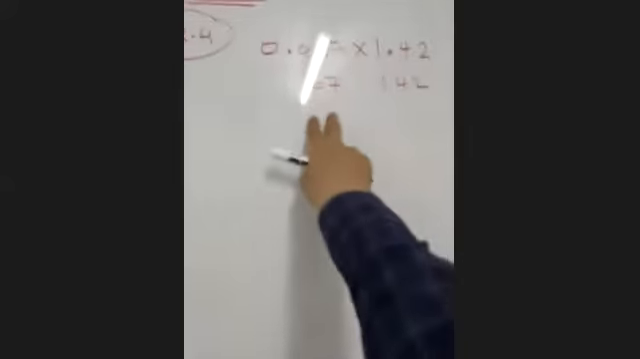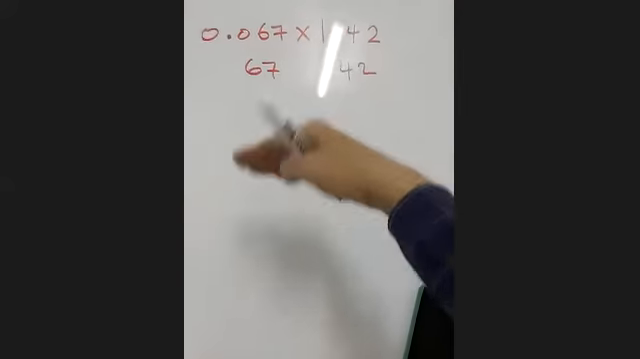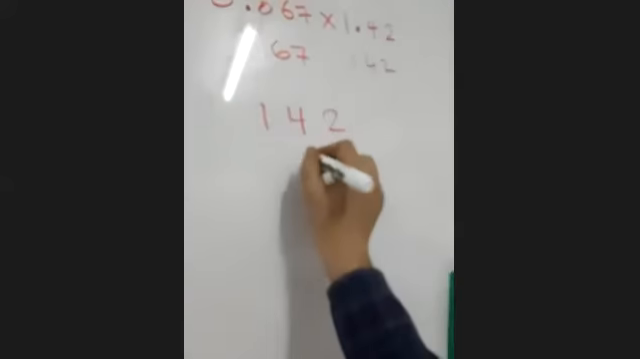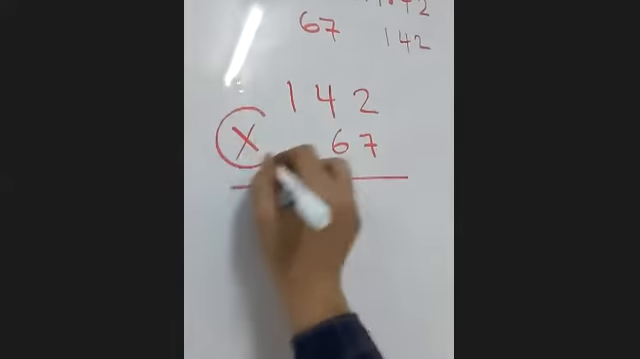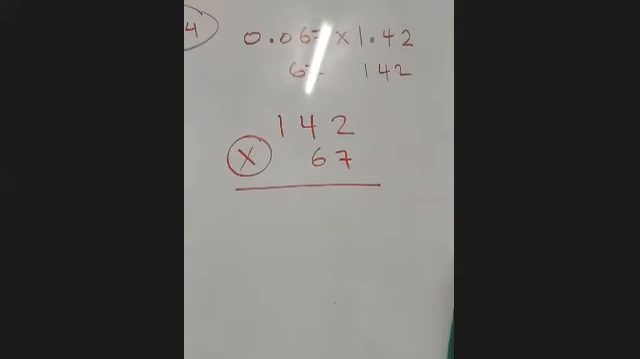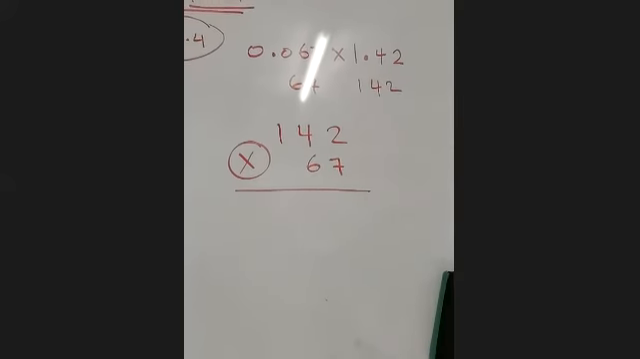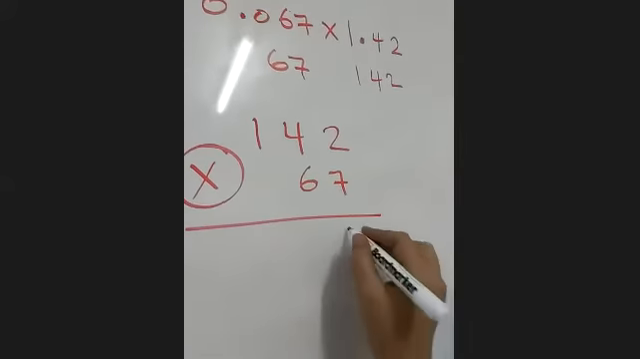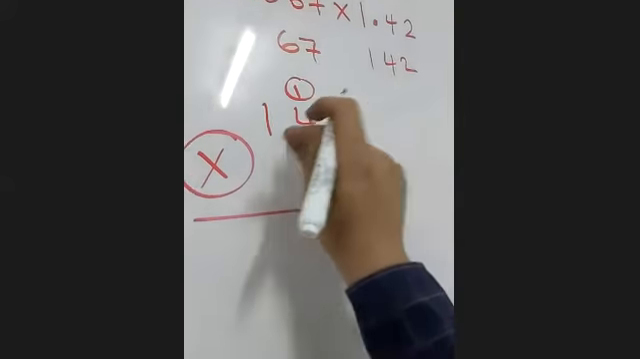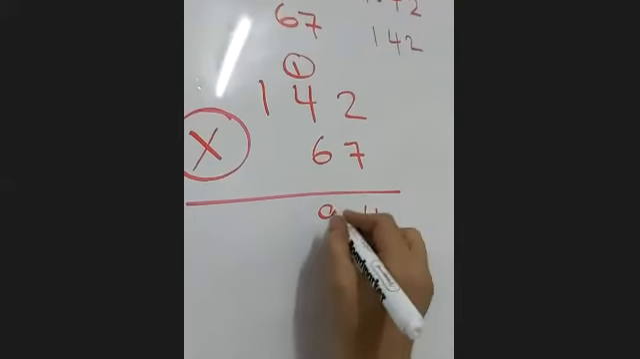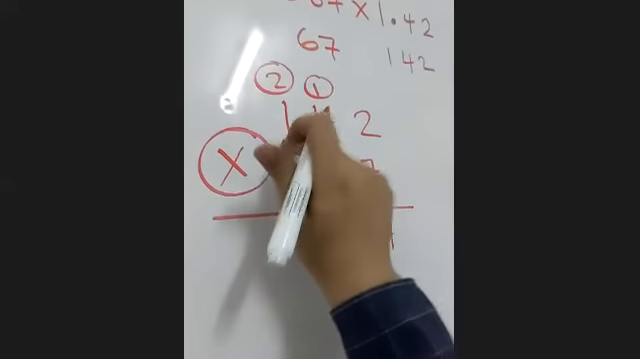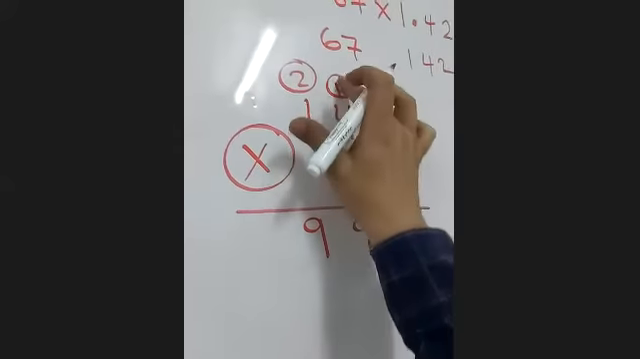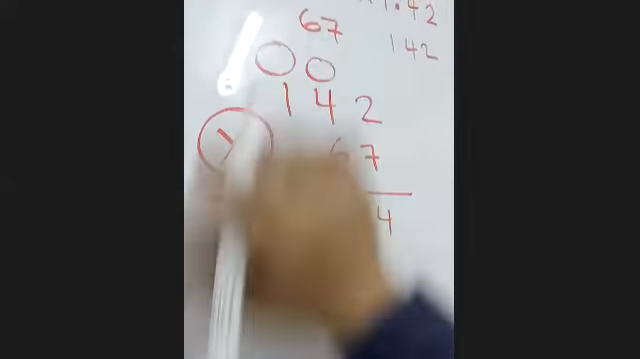Now here we have 2 digits and here we have 3 digits. The 3 digits in multiplication will be the upper number, and 67 down. Normal multiplication. Let's start with 7. 7 times 2, 14. 7 times 4, 28, with 1, 29. 7 times 1, 7, with 2, 9. I finished with the 7, so these numbers are not important now.